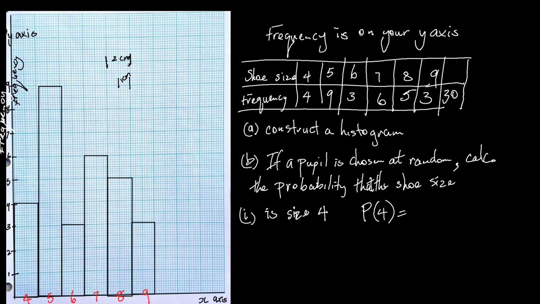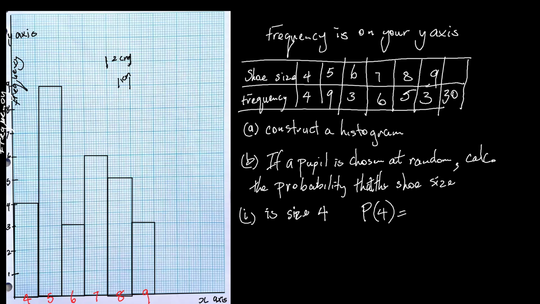Antonio, give me what you did in terms of how you got your answer. So I divide the shoe size by the frequency. Yes, but I want the probability that the shoe size is 4. So what are you going to do? You should multiply by 100. Okay, that's one answer.